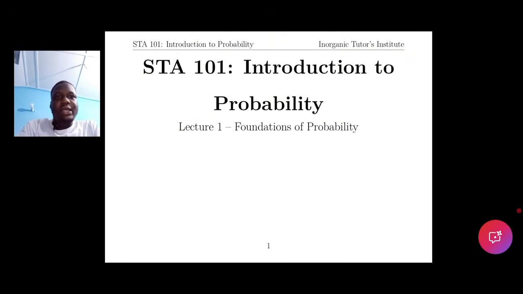So in today's lecture, we would start with an introduction to probability, which forms the basis of risk theory, actuarial science, and most statistics courses, especially those related to mathematical statistics. So let's kickstart and see what we have for the day.